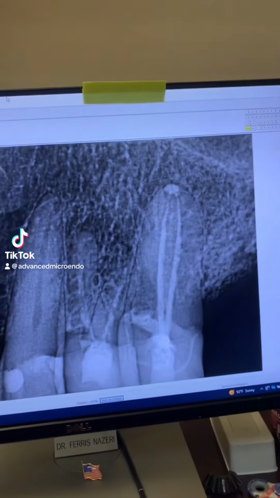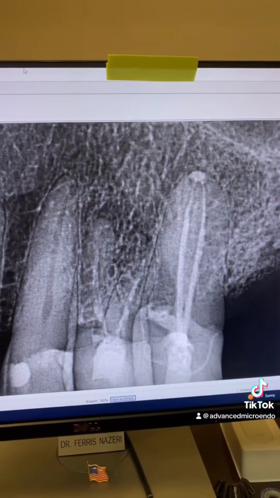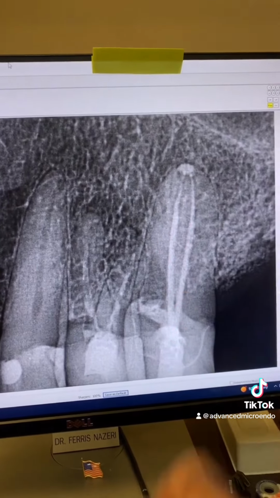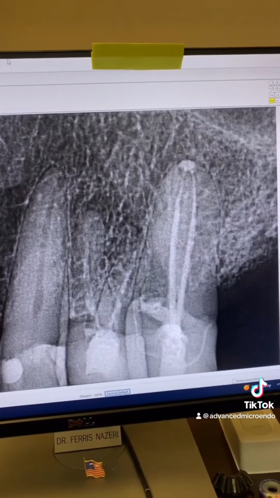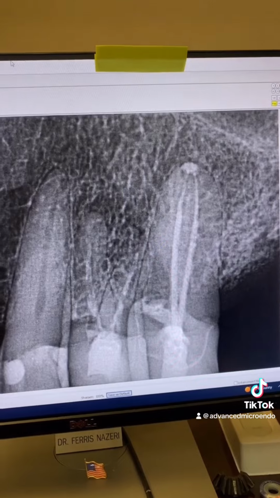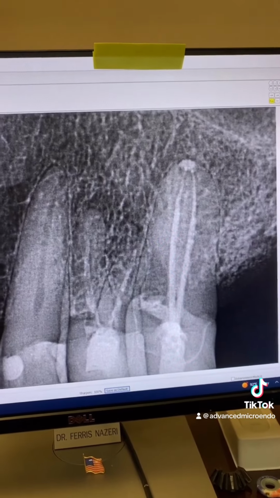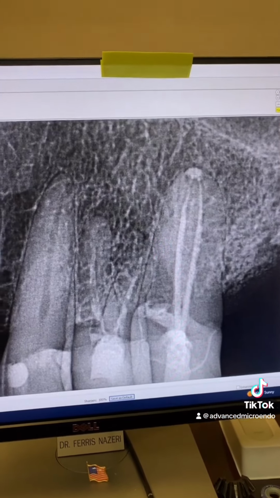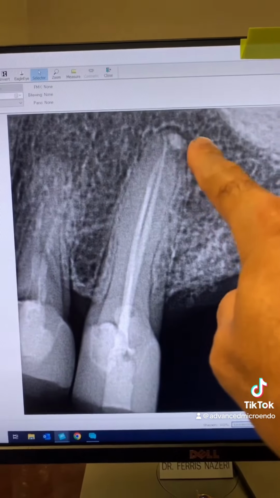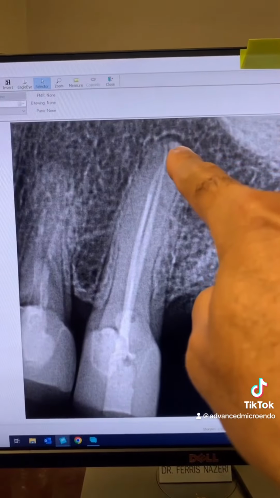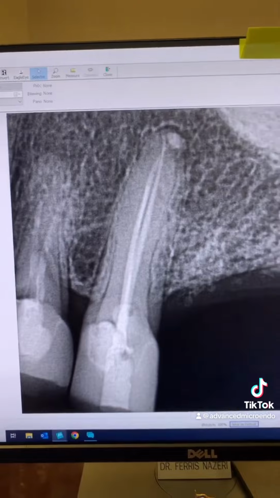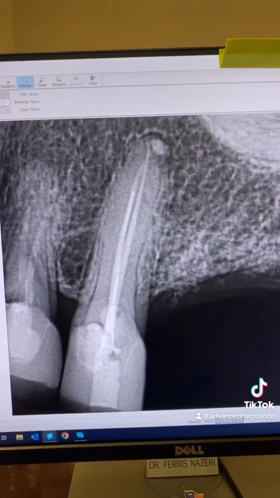This patient was referred to me for endodontic retreatment of tooth number 13. According to the patient, this root canal was done about a year ago, and she has no symptoms. Her dentist thought that she saw something on her x-ray. I think that's what she's referring to right there, that little lucency in the apical area, in the periapical area of the tooth.